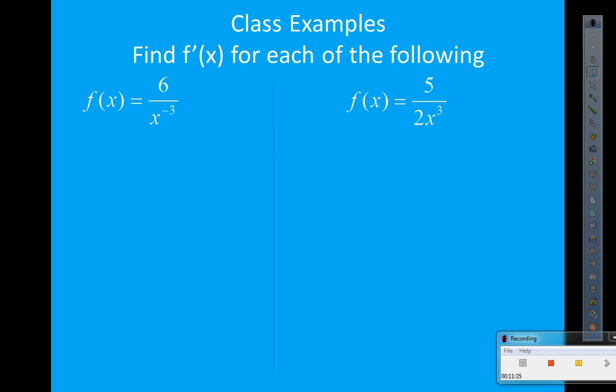Here comes another one your way. F of x equals 6 over x to the negative third. I have to write it as x to some power, so f of x equals, I want to get rid of that negative exponent, so I'm just going to bring it up. It was negative, since I'm bringing it up, now it's positive. Now find your derivative. So I get f prime of x equals 3 times 6, 18x to the 3 minus 1, which is 2. Got it.